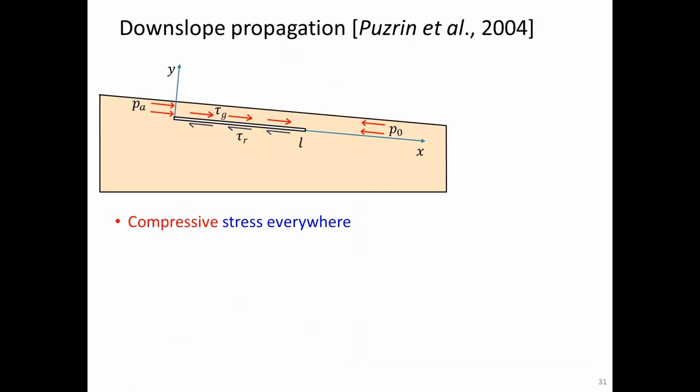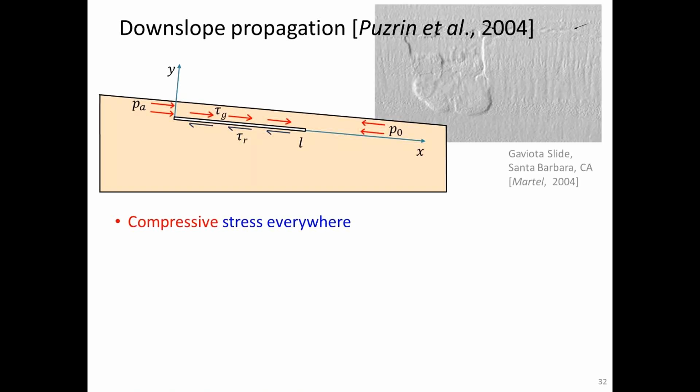So that's why, back in 2004, me and my advisors were changing the model a little bit, and we flipped the propagation direction in the downward direction. So in this case, this one is definitely pretty close to the Gaviota slide we observed over there.